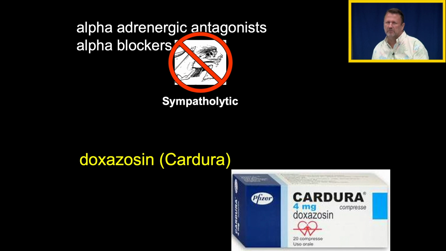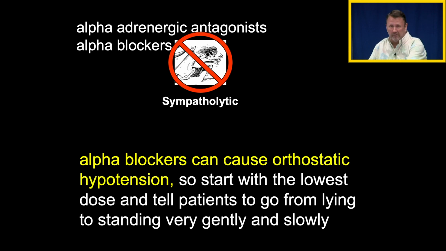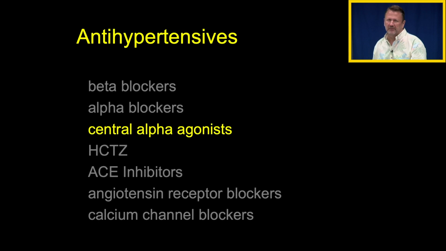So we're going to start with the lowest dose possible and make sure they're very careful when they go from sitting to standing. Because alpha blockers can cause orthostatic hypotension, always start with the lowest dose and tell patients to go from lying to standing very gently and very slowly until their body gets used to the medication. Once they get used to the medication, this isn't such a big deal. And don't be fooled. They say, oh, well, after time, that's not such a problem. Yeah, until they go out one day and sweat and they become hypovolemic, and then the orthostatic hypotension can come back due to the alpha blockers.